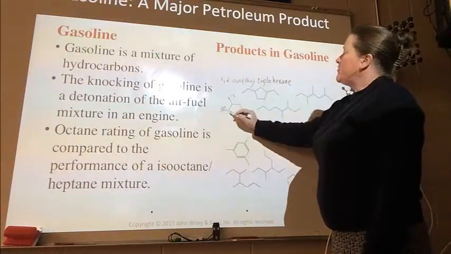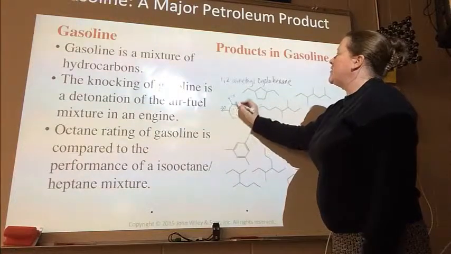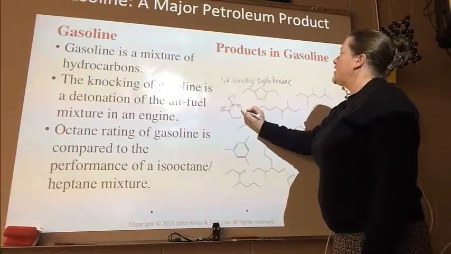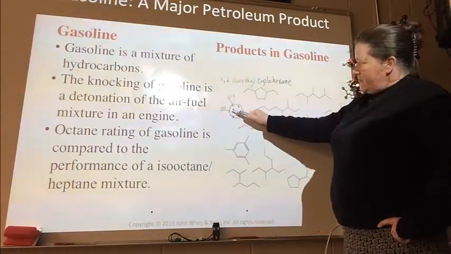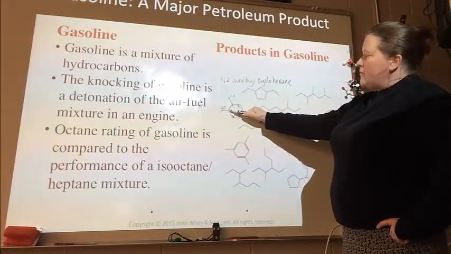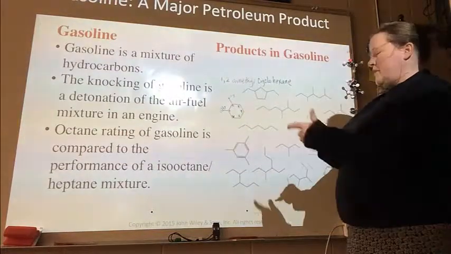So 2 methyl groups. Now we call it 1, 2 because you want to start numbering again where the lowest is. We do 1, 2, 3, 4, 5, 6. So we would just pick one of these to be 1. We're going to take that to be 2 because it'll give us the lowest numbers.